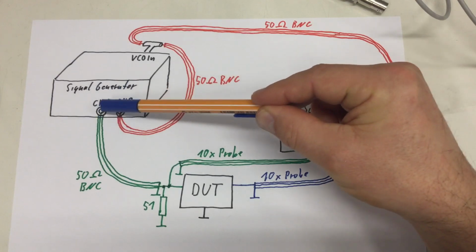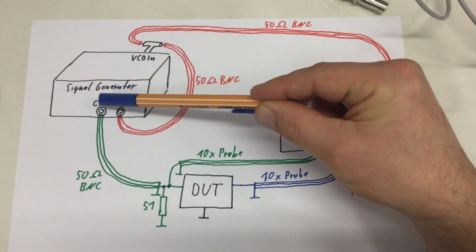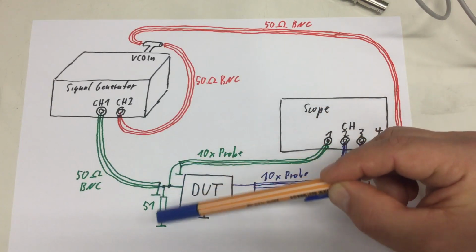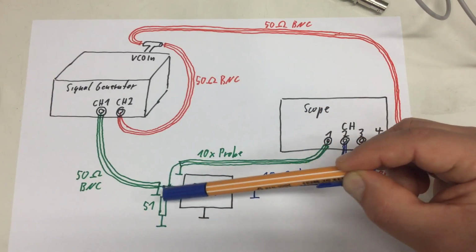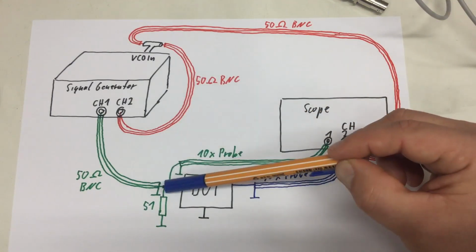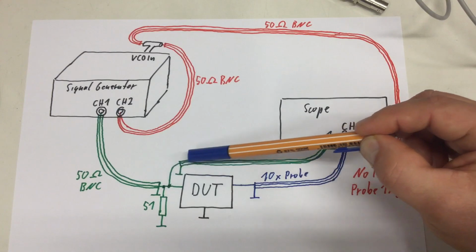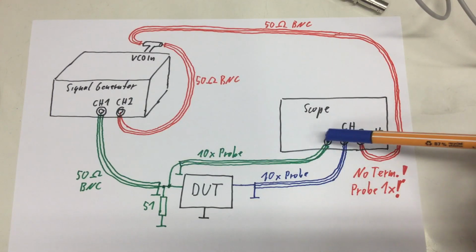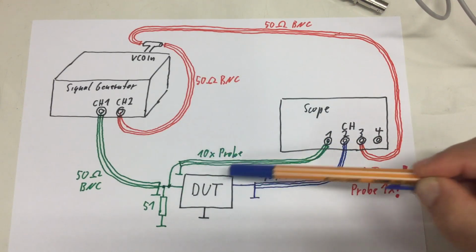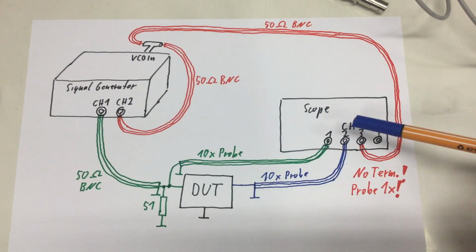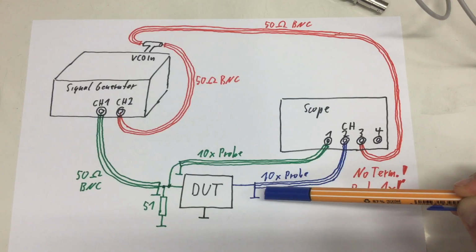So the VCO output signal on channel 1 from the signal generator goes to my DUT via 50 ohm BNC and is properly terminated with a 51 ohm resistor. And the VCO signal also goes directly via a 10x oscilloscope probe into my channel 1, just for reference. And the output of my DUT is also going via a 10x probe to channel 2 of my oscilloscope.